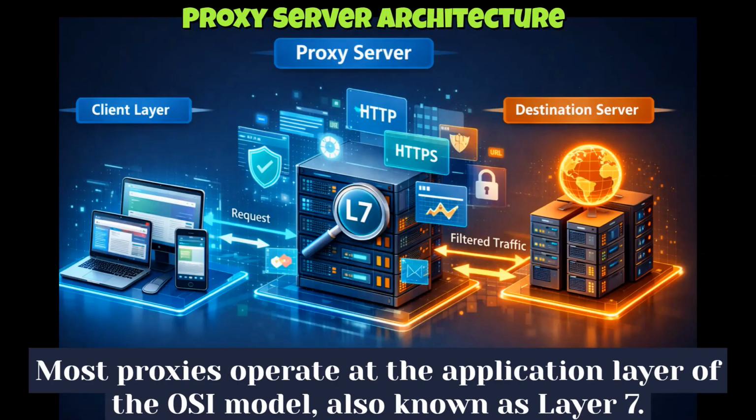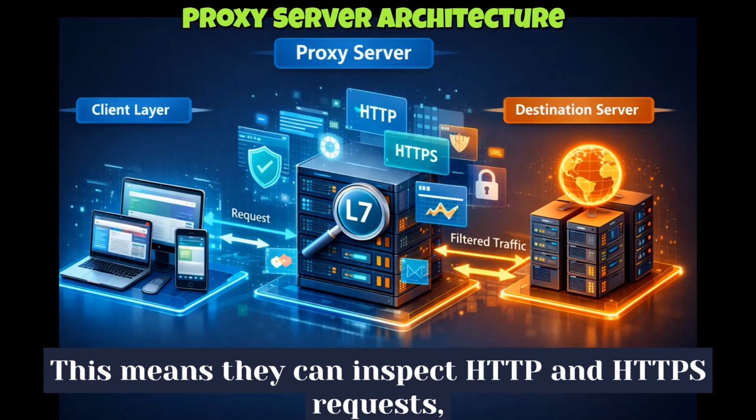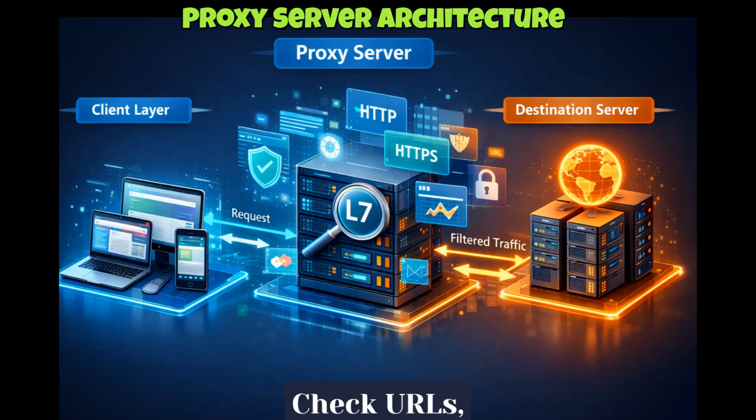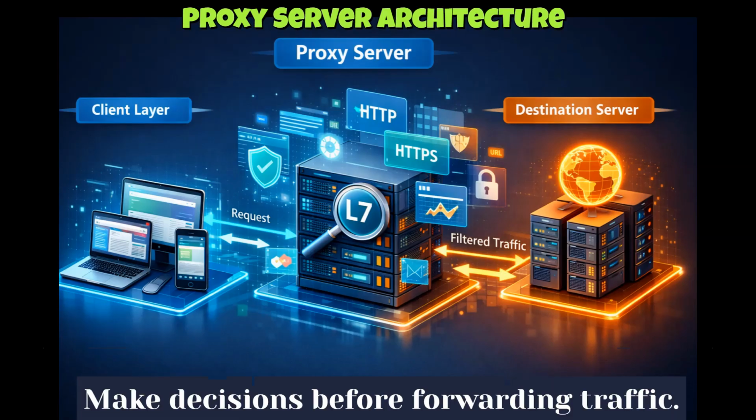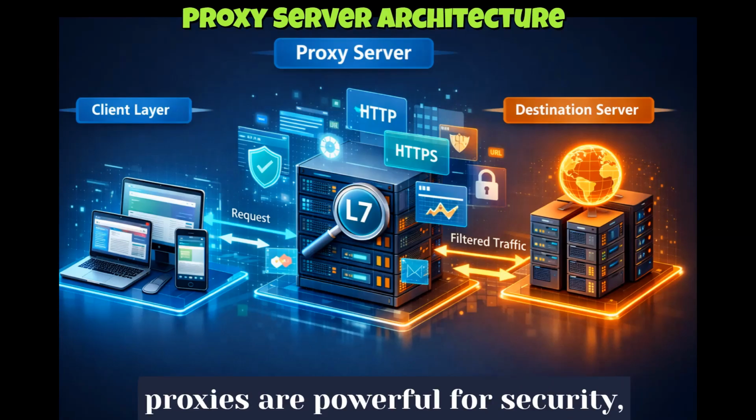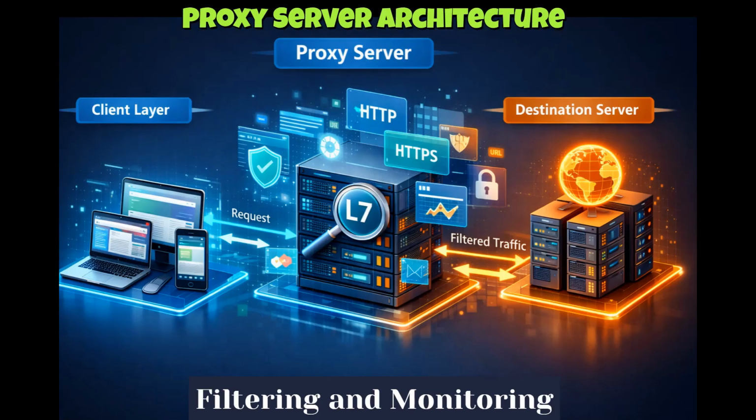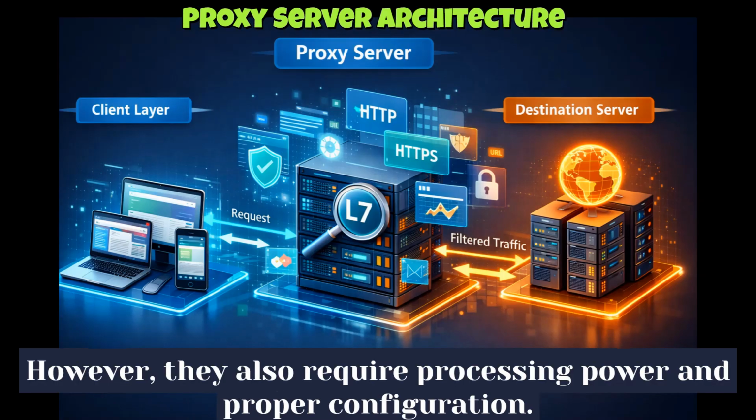Most proxies operate at the application layer of the OSI model, also known as Layer 7. This means they can inspect HTTP and HTTPS requests, check URLs, apply rules, analyze headers, and make decisions before forwarding traffic. Because of this deep inspection, proxies are powerful for security, filtering, and monitoring. However, they also require processing power and proper configuration.